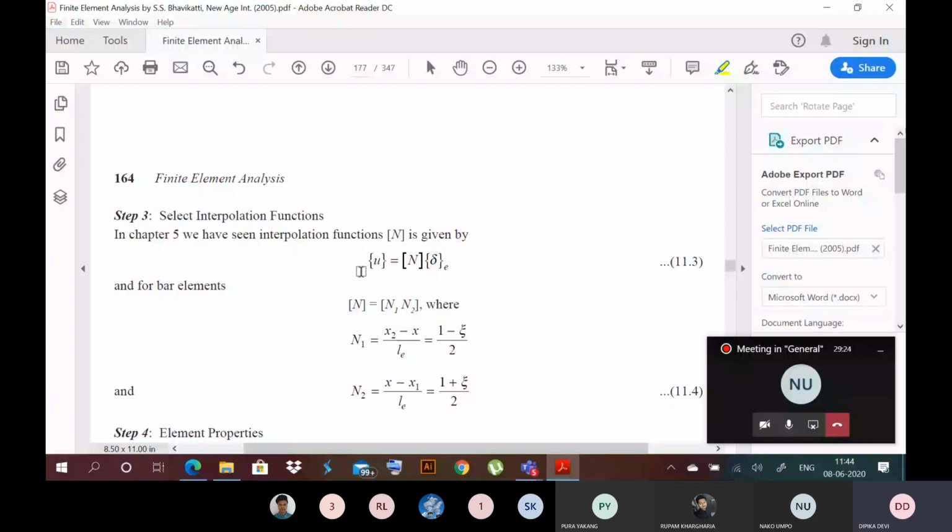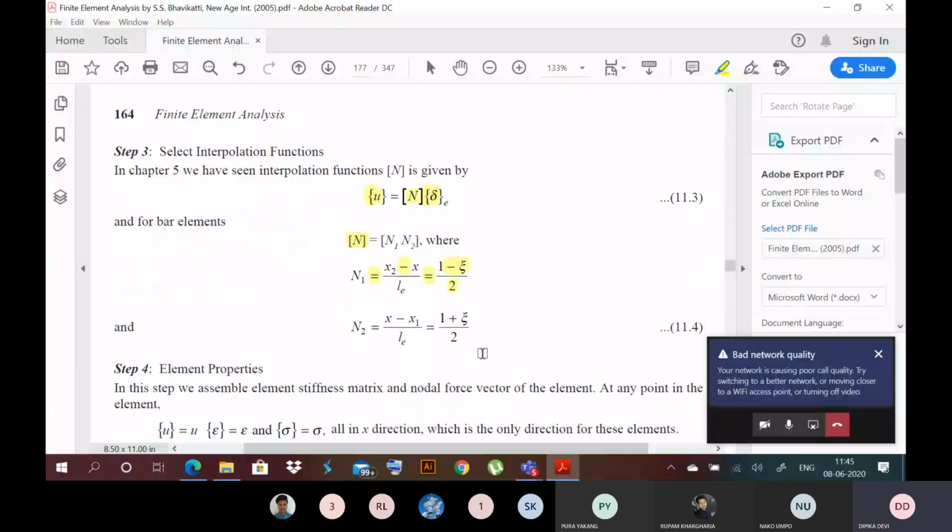I used to use u_e, but there they have used delta. And N is the shape function matrix, which will have 2 components because here we have only 2 degrees of freedom. So these 2 degrees of freedom will be connected by these 2 shape functions. N1 in terms of Cartesian coordinate is (x2 minus x) by L, where L is the length of the element, and in natural coordinate system, it is (1 minus xi) by 2. Similarly, N2 will be equal to (x minus x1) by L in Cartesian coordinate system and (1 plus xi) by 2 in natural coordinate system. So we have defined the shape functions.